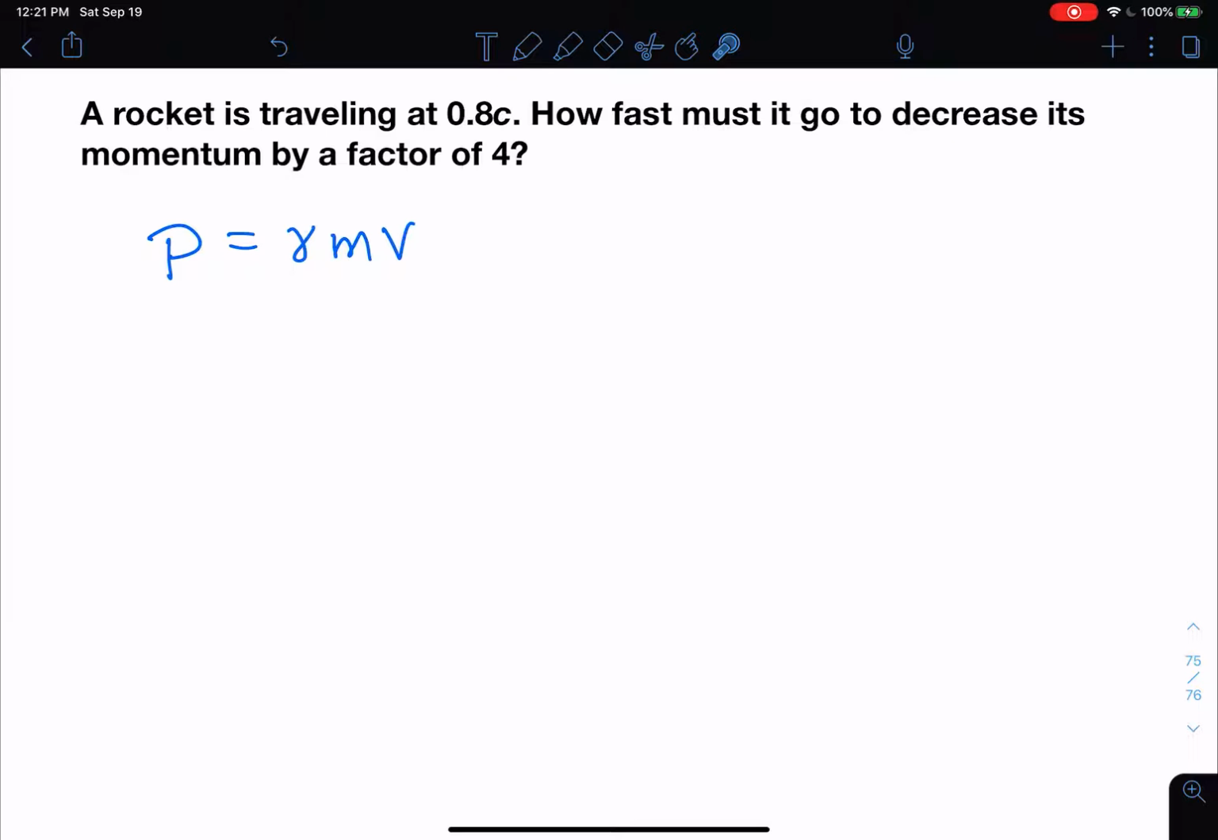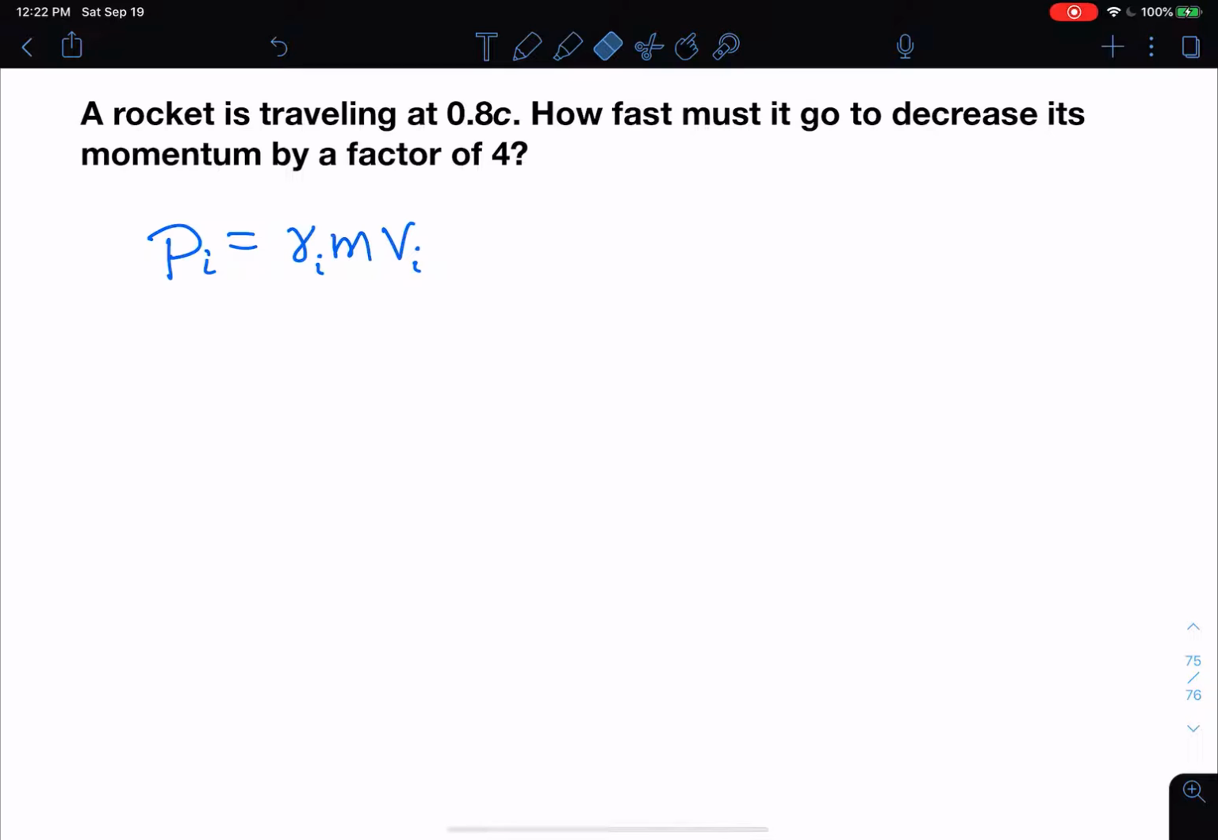But we're looking at a relativistic situation here, so moving quite fast. And we want to figure out how fast it has to go to decrease the momentum by a factor of 4. So the idea is this: I'll use this expression for the initial momentum. And I've got to put gamma initial because gamma depends on the speed. Now, I want it to decrease by a factor of 4.